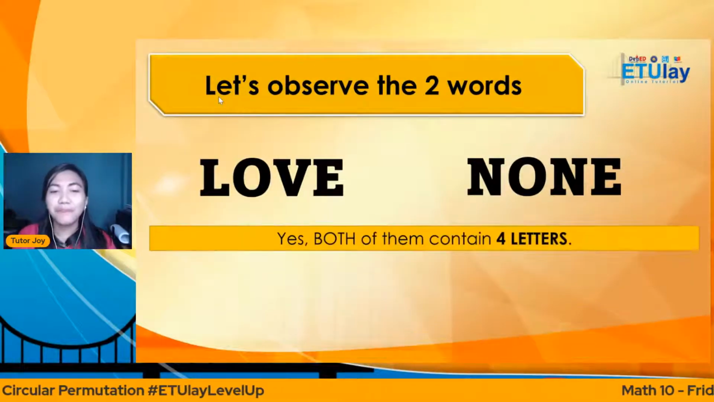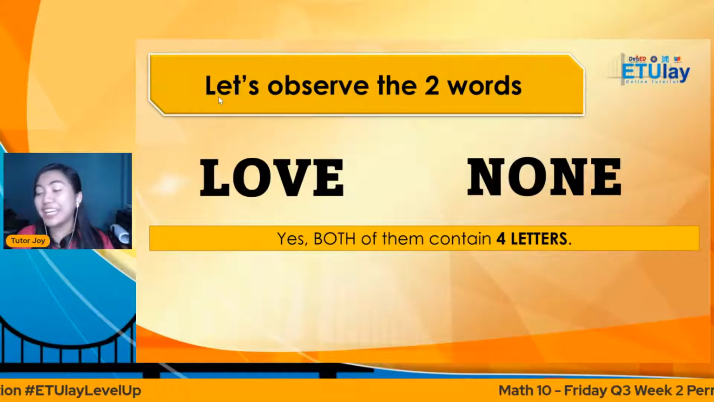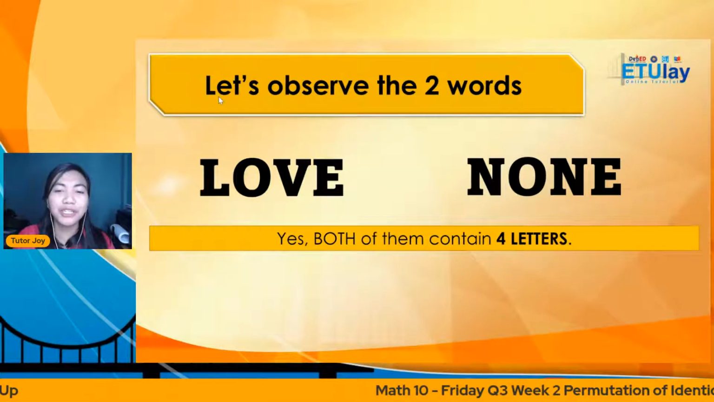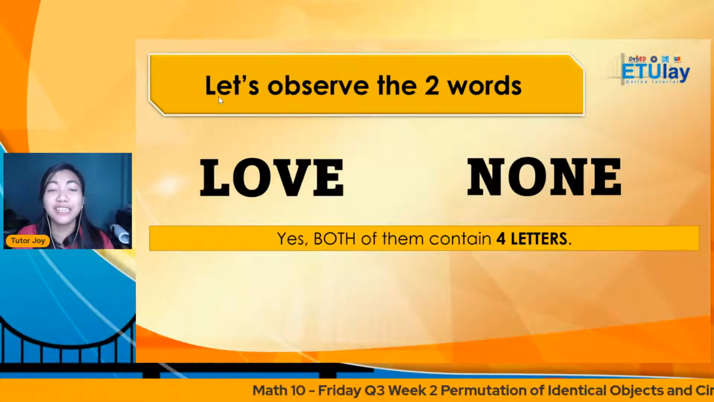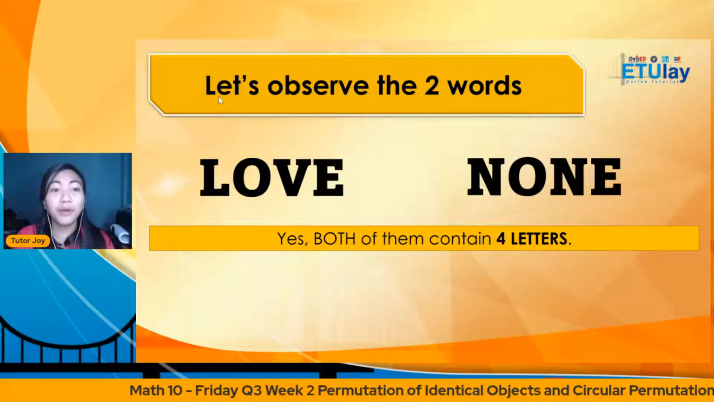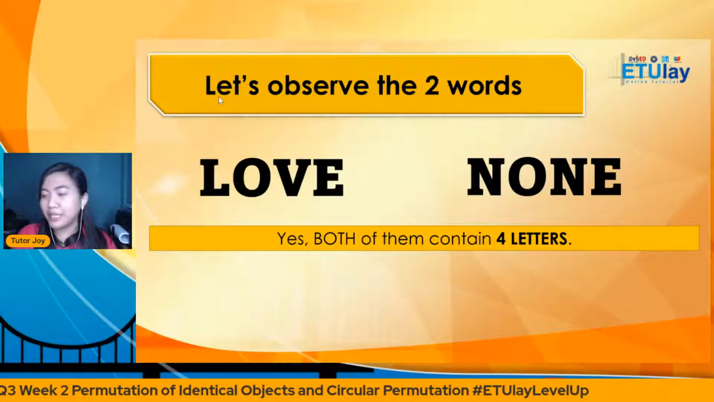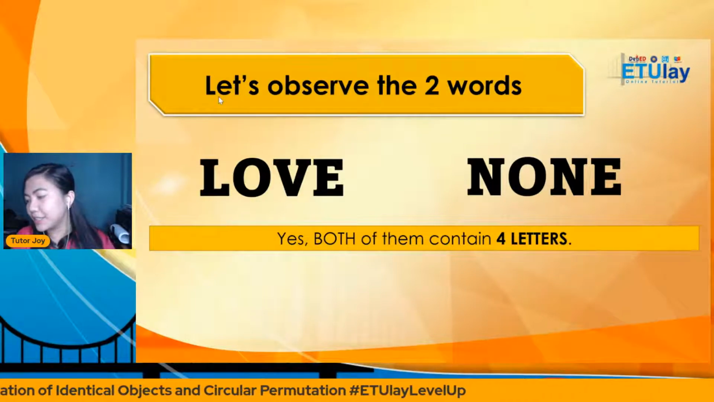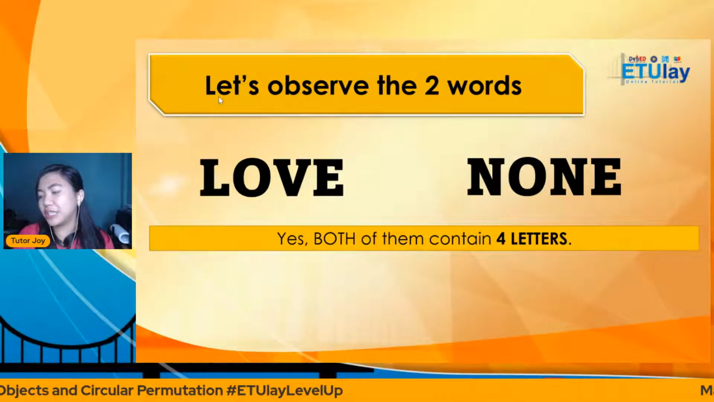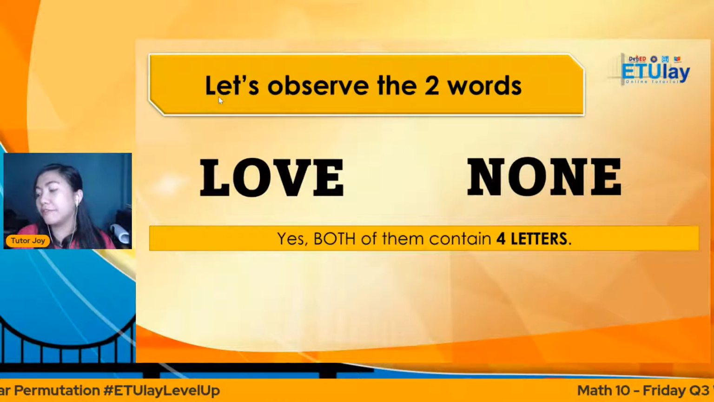Yan, tama. Both of them contain 4 letters, L-O-V-E and O-N-E. And both of them also contain letters O and E. But here we can observe, yan, galing ni Gerald Cultivo. They are both consisted of 4 letters.